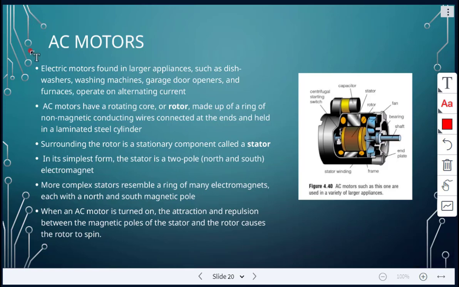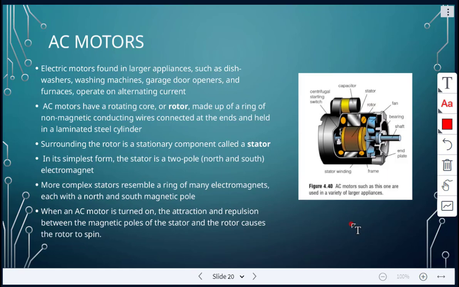AC motors are electric motors. They are found in larger appliances like dishwashers, washing machines, garage door openers, furnaces, and they operate on alternating current. So they have a rotating core. It's called a rotor, and it's made up of a ring of non-magnetic conducting wires connected at the ends right here and held usually in a laminated steel cylinder. So this here is the rotor.